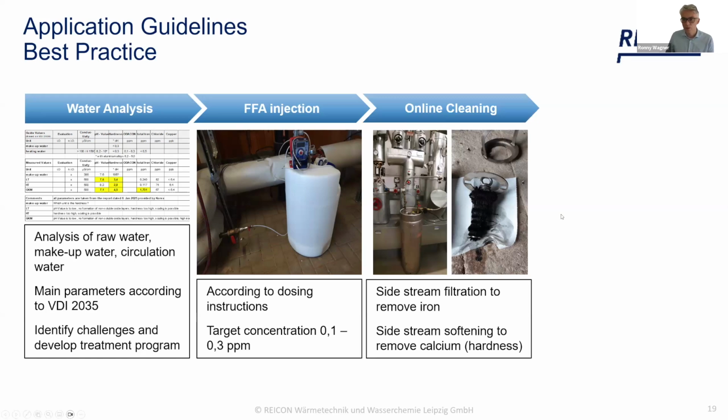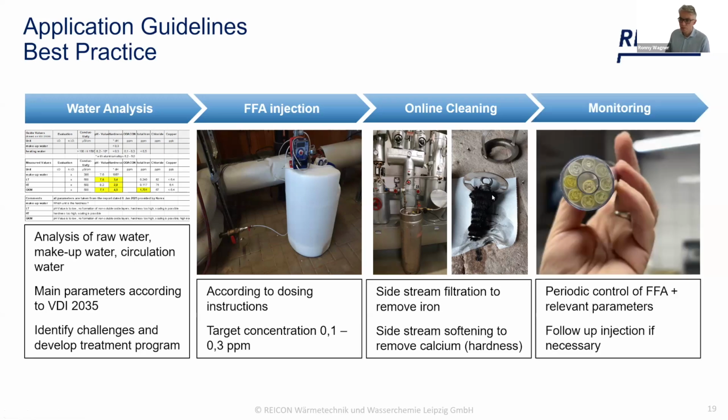In some cases, we do additional online cleaning with a side stream filtration with a magnetic filter to remove the iron particles from the system. Or in some cases, we also use a side stream softener to get rid of the hardness within the circulation water, so we get a proper water quality outside of the FFA application. And then you just need to monitor the system, do your periodic controls of film-forming amines and the other relevant parameters. And in case it's needed, you can do a follow-up injection to top up the concentration.